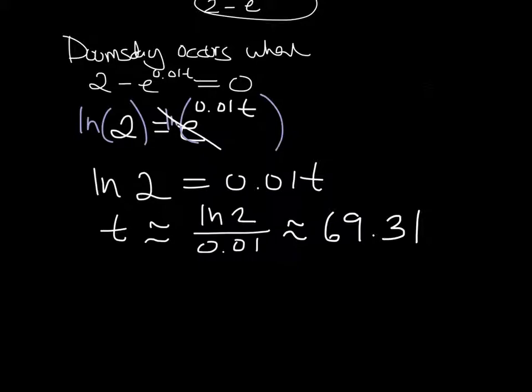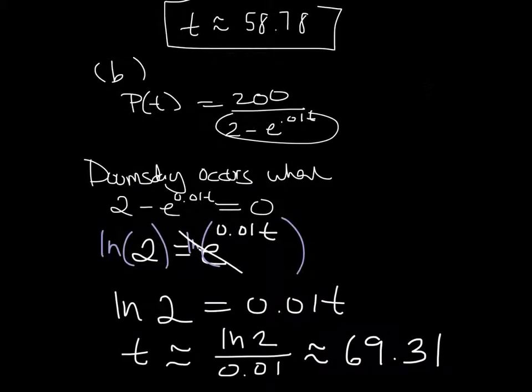And so if you punch that in your calculator, it is approximately 69.31, and our units in this case were months, deaths per month. So at 69.31 months, doomsday is going to occur, meaning our animal population is going to explode.